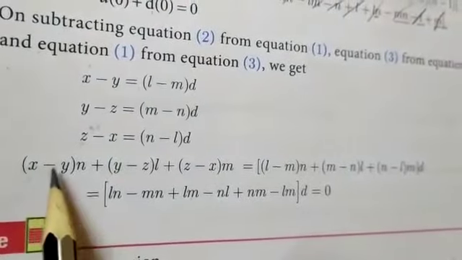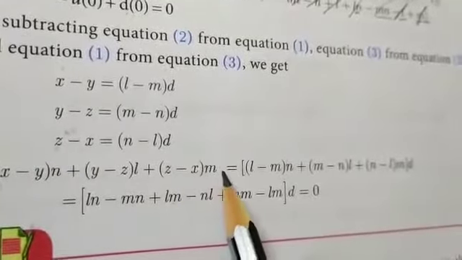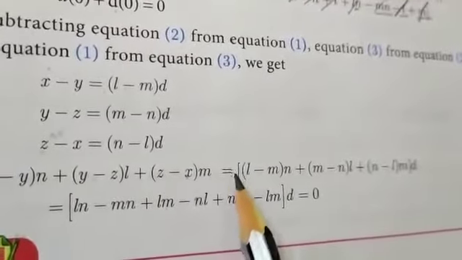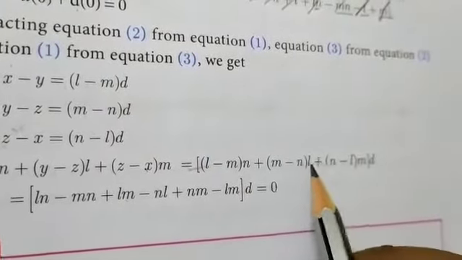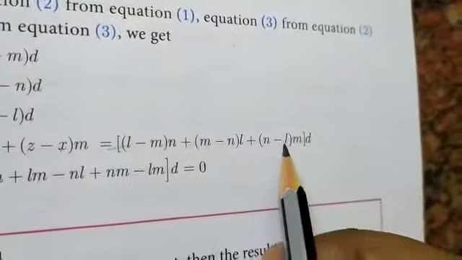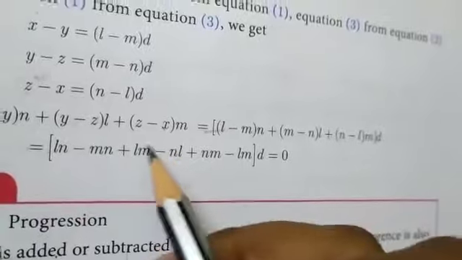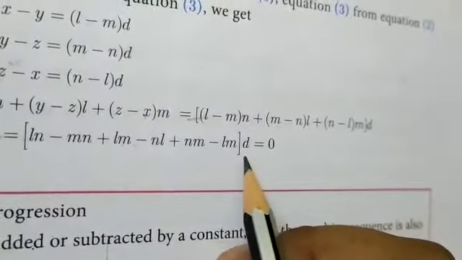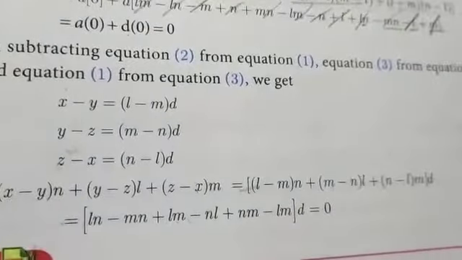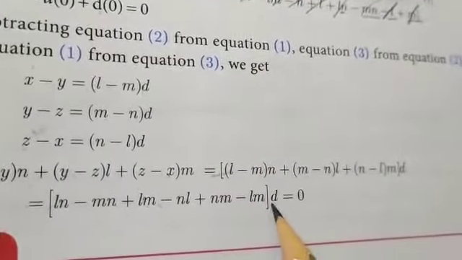So x minus y into n plus y minus z into l plus z minus x into m equal to l minus m into n plus m minus n into l plus n minus l into m into d. That is equal to ln minus mn plus lm minus nl plus nm minus lm into d, which is equal to 0. So we have proved it. This is nothing but d, when d becomes 0 here, it will become 0. So we have proved it.